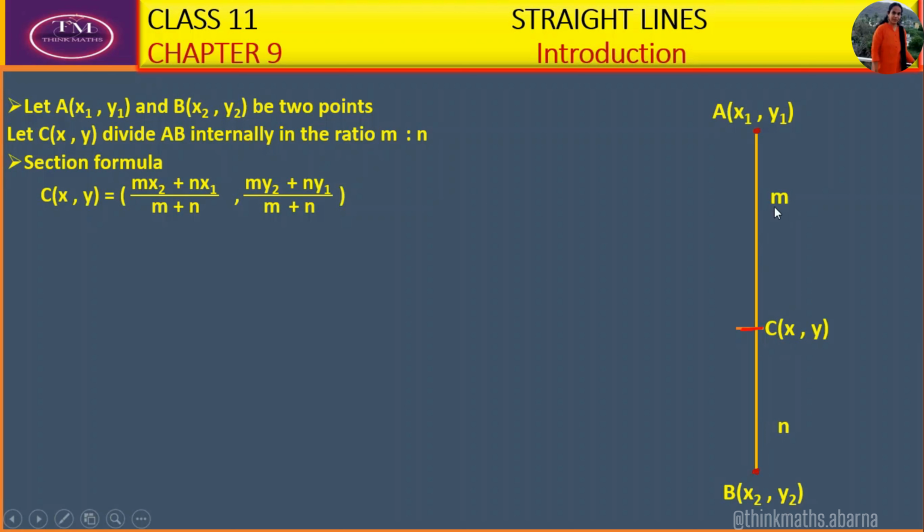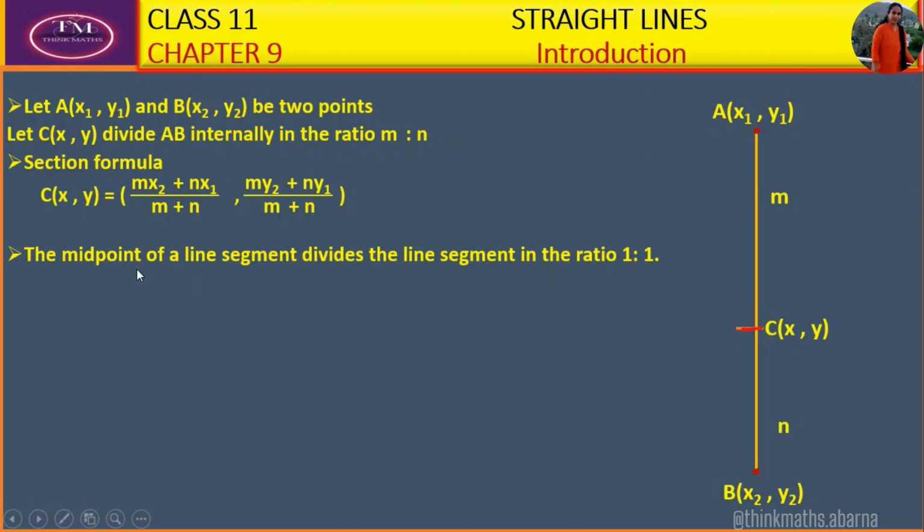It is easy to remember. So m is here, go to the opposite, it is x2: m x2, and n is here, go to the opposite: n x1. So the first part is the x coordinate. In the same way, the second part is the y coordinate. So m, go to the opposite y coordinate, it is y2, plus n into, go to the opposite y coordinate, y1, divided by, you have to add the ratios, m plus n. So this is the section formula.